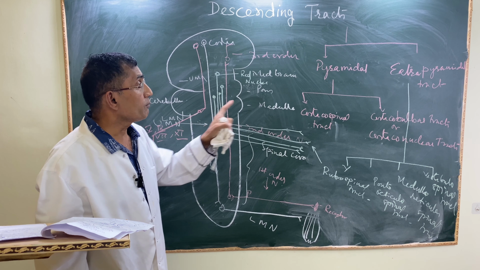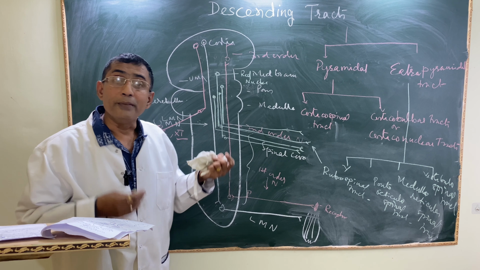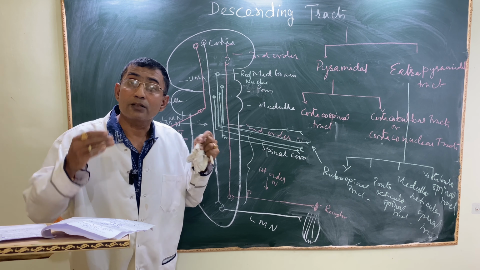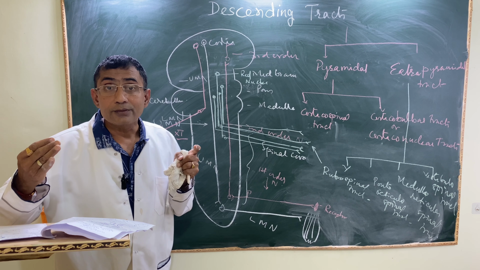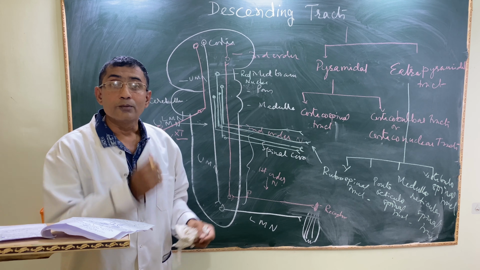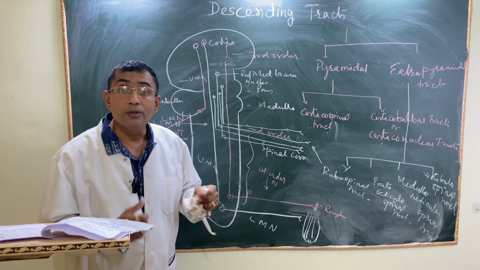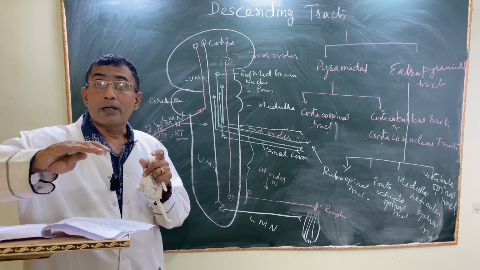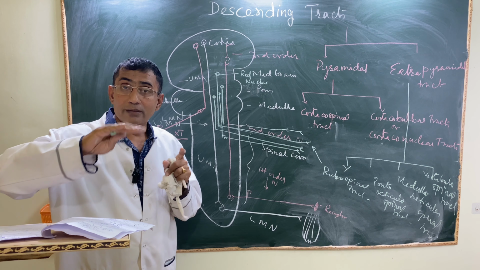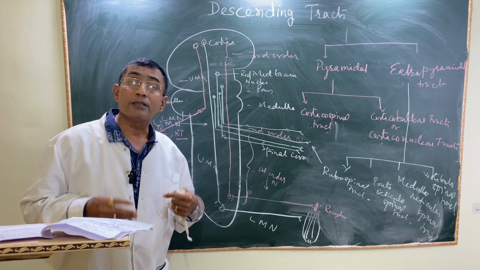So what are the functions of extrapyramidal tract? As we all know, mainly descending tracts are concerned with balance, concerned with movement. We are running, we are walking, our limbs are being moved. कोई मसल जो है कॉन्ट्रैक्ट होती है, कोई मसल रिलैक्स होती है, उसी से हमारी बैलेंस भी मेंटेन होती है.